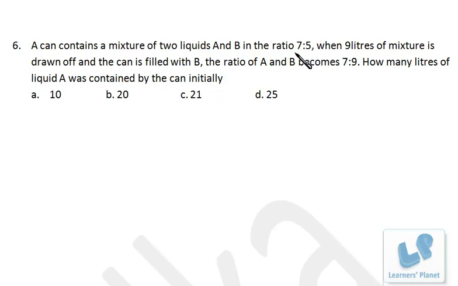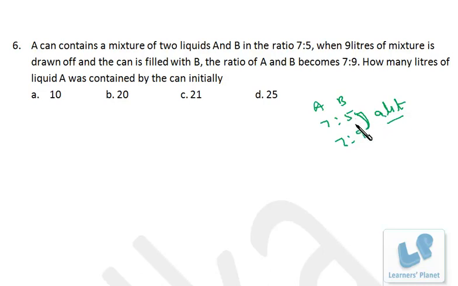See, initially the ratio is 7:5. And if the person is throwing off 9 liters, in the remaining mixture, the ratio of A and B will still be 7:5 because the mixture has been thrown off, right? So in the remaining mixture, A and B is 7:5. Now after adding 9 liters of liquid B, we are getting the ratio of 7:9. That means B is getting changed from 5 parts to 9 parts, right? And why is it getting changed from 5 to 9? By adding these 9 liters. So 9 liters of liquid B we are adding, so its ratio is changing from 5 to 9.